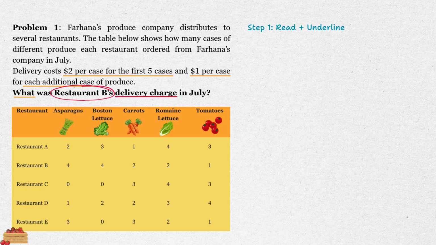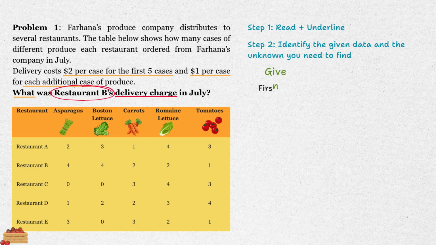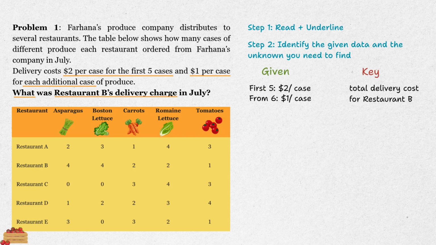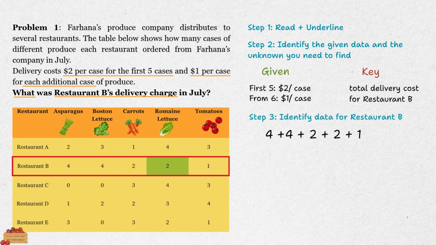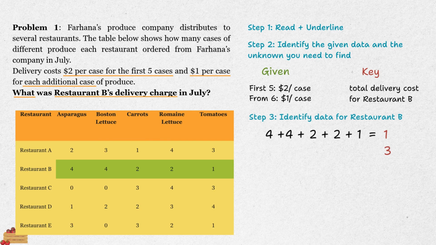In every word problem, we always stop and ask 2 things. What is given, and what do I need to find? So what is given in the problem? We're told the cost rule, $2 per case for the first 5, and $1 for each additional case. And what do we need to find? The total delivery cost for Restaurant B in July. Now, let's look at the table and find the data for Restaurant B. We'll add them up. 4 plus 4 plus 2 plus 2 plus 1 equals 13 cases in total.